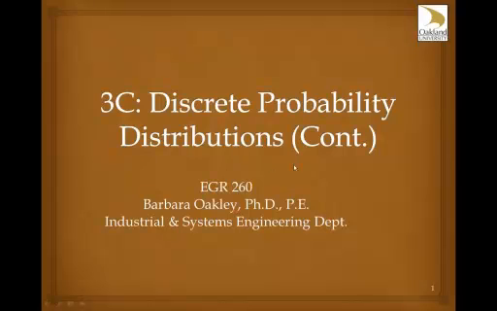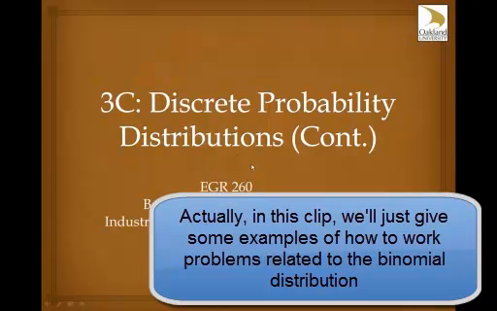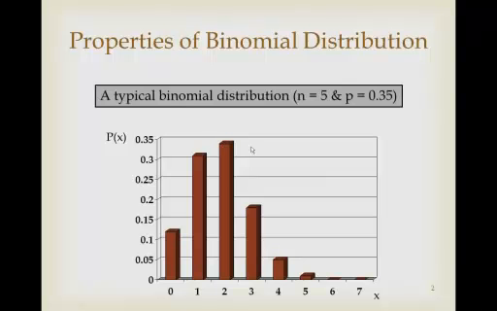And we're off to the races again. Now we're talking about discrete probability distributions, and we're continuing with properties of binomial distributions. So here we go. Just a reminder, this is a typical binomial distribution with n equal to 5 and p equal to 0.35.